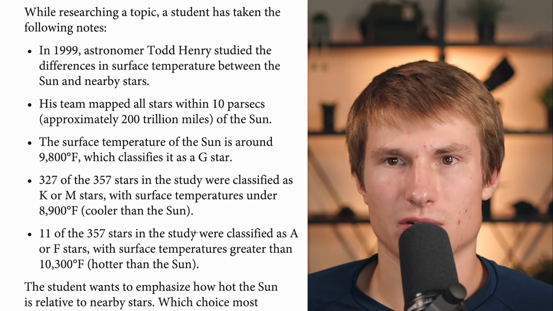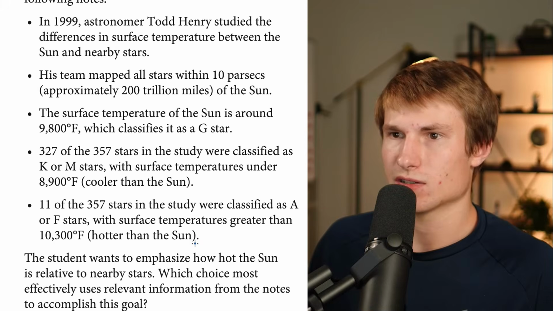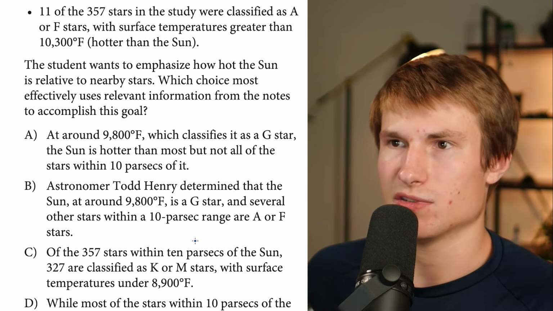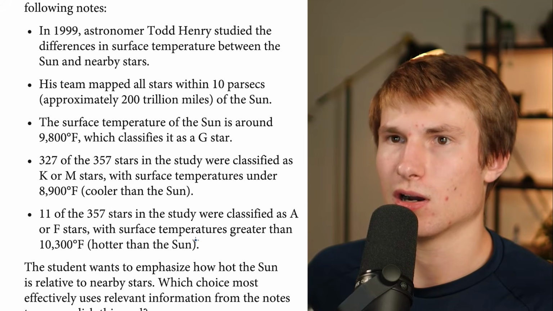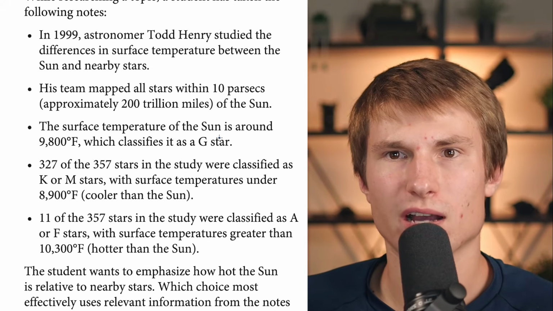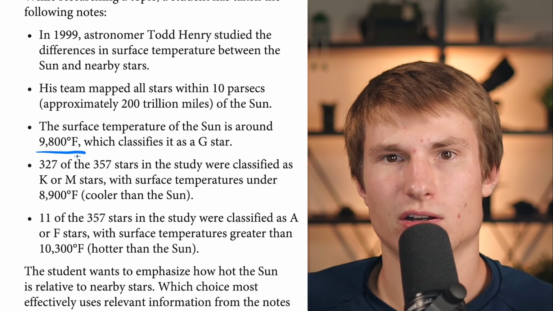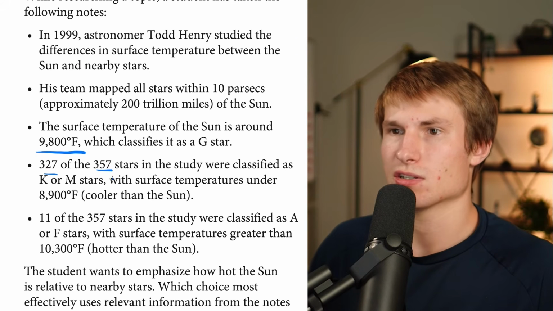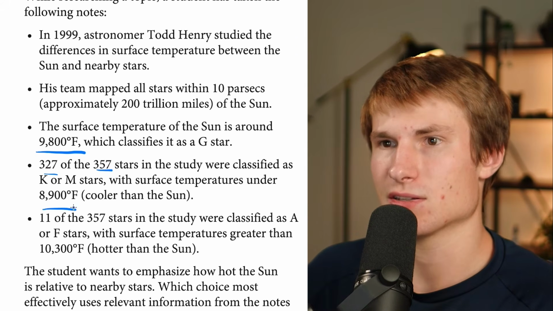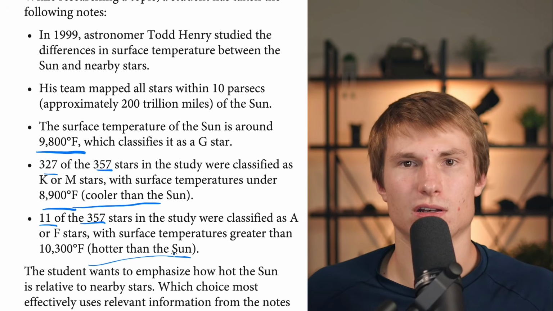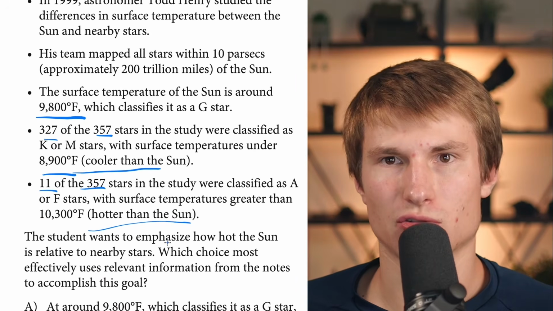All right, so ultimately we're mapping out different temperatures of the sun here. The student wants to emphasize how hot the sun is relative to nearby stars. Let me go up to our support here. The surface temperature of the sun is 9,800 degrees Fahrenheit. 327 of the 357 stars in the study were cooler than the sun, and only 11 of the 357 were hotter than the sun. So the vast majority here are cooler than the sun.